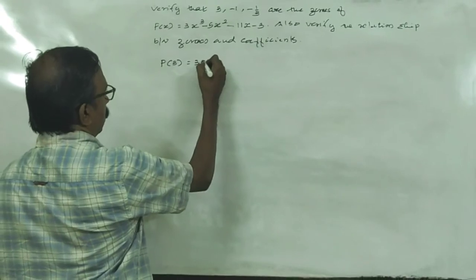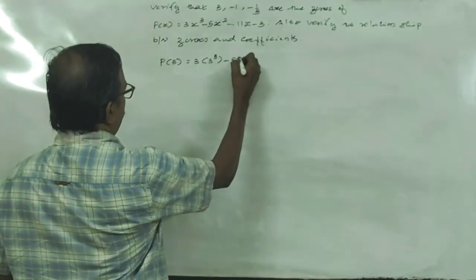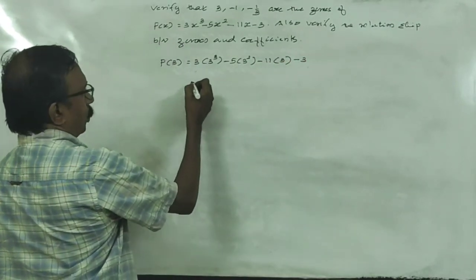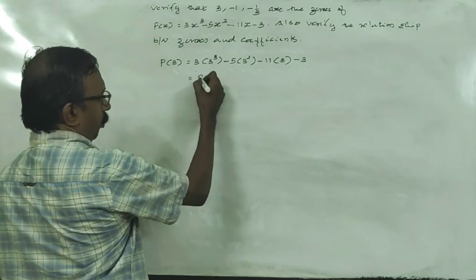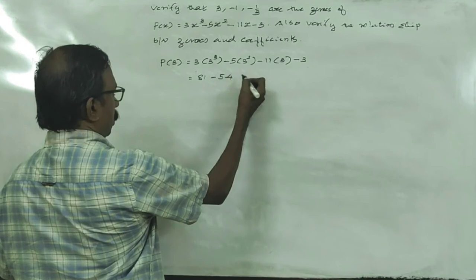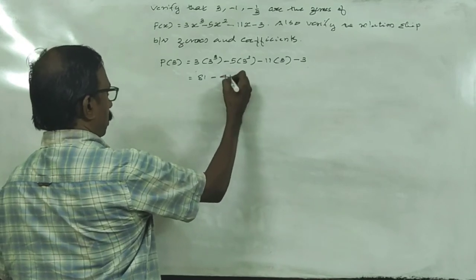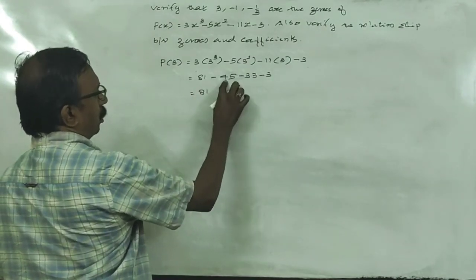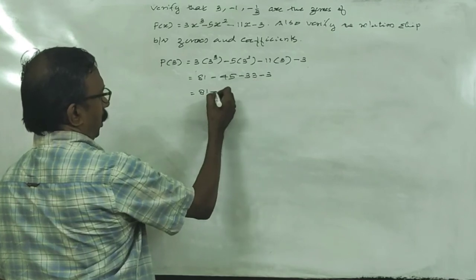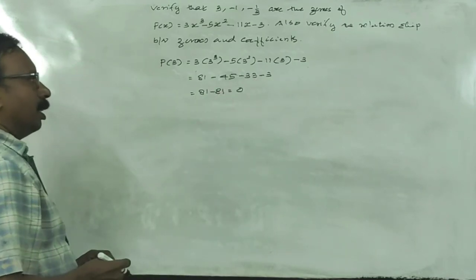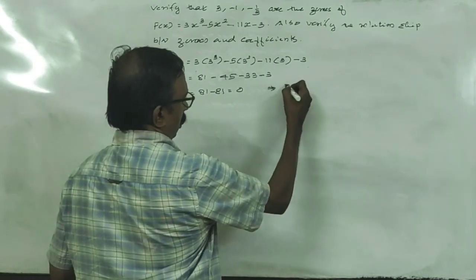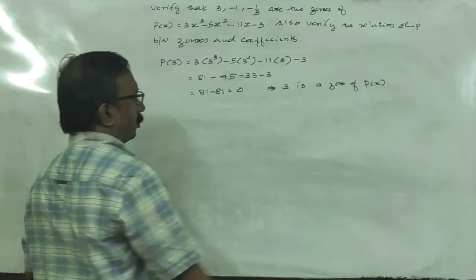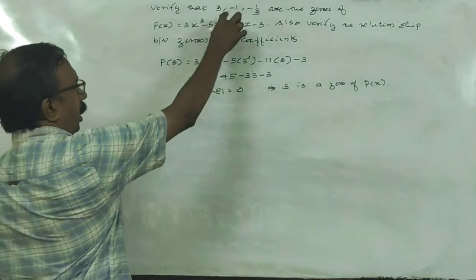P of 3 is 3 cube minus 5 into 3 square minus 11 into 3 minus 3. So 27 into 3 is 81, minus 45, minus 33, minus 3. That is equal to 81 minus 81, is equal to 0. Therefore, 3 is a zero of P of x, isn't it? Similarly, find P of minus 1.